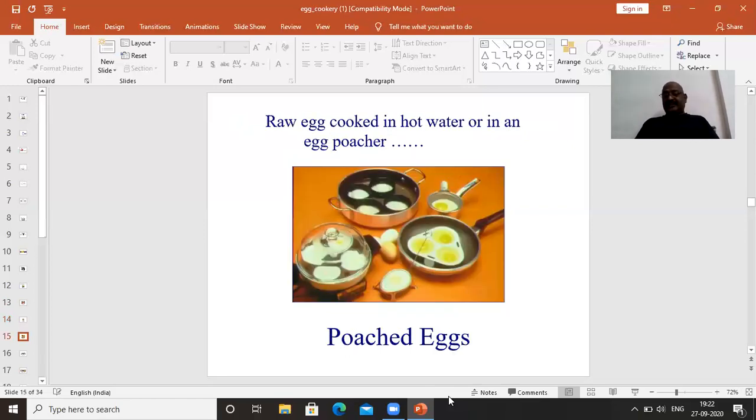A poached egg. So poaching is one of the cooking methods where the water is below boiling point, and you put the egg very gently into the below boiling point water, and we cook. That method is known as poaching. So poached egg will be used as a breakfast preparation, and it will also be served along with your English muffins as eggs Benedict.